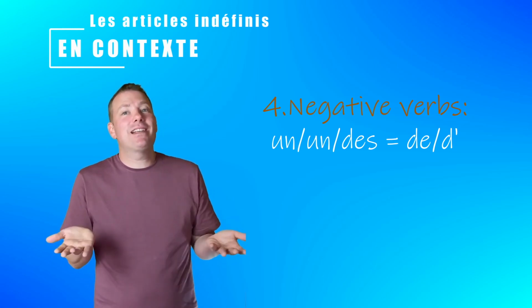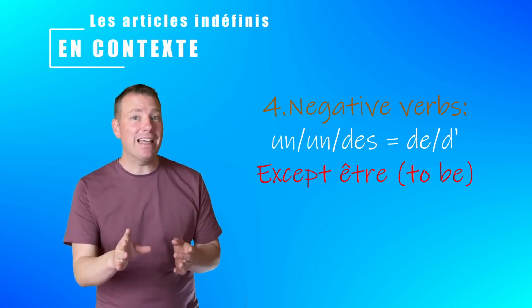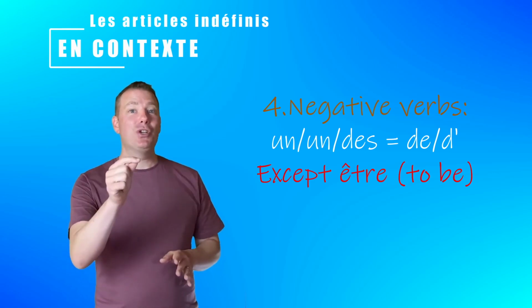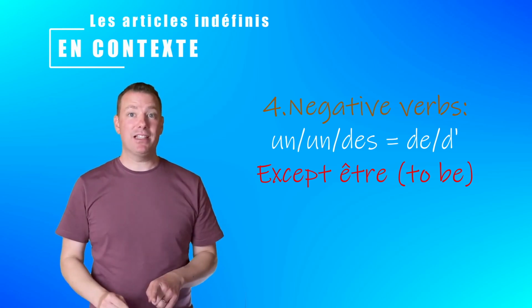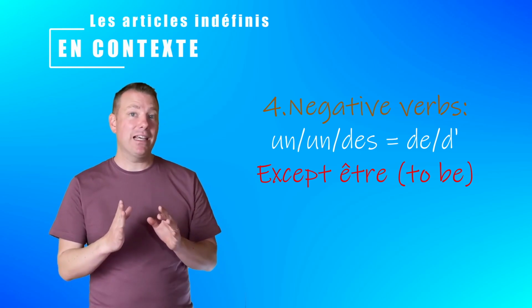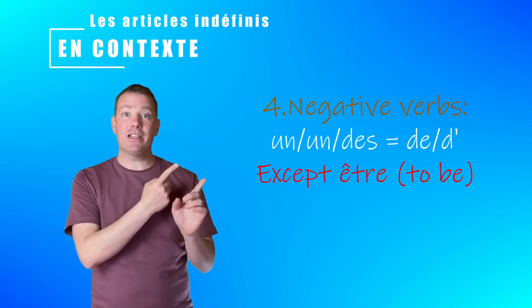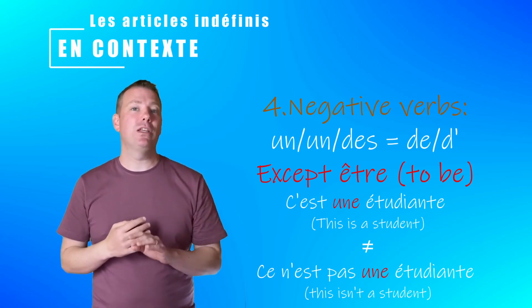As there are always exceptions in French, don't use de when the negative verb is être, to be. Just use the indefinite article as if the sentence was positive. So the article doesn't change with c'est or ce sont. For example, c'est une étudiante. Ce n'est pas une étudiante.